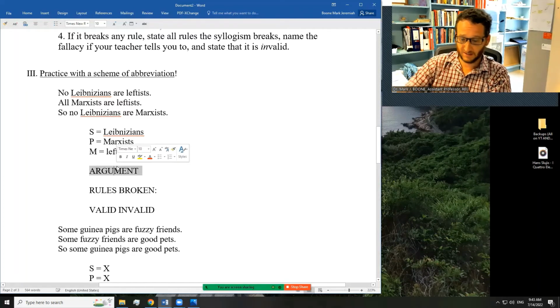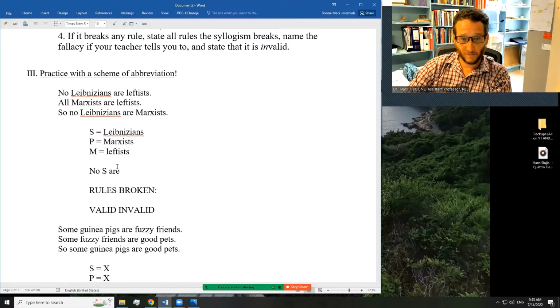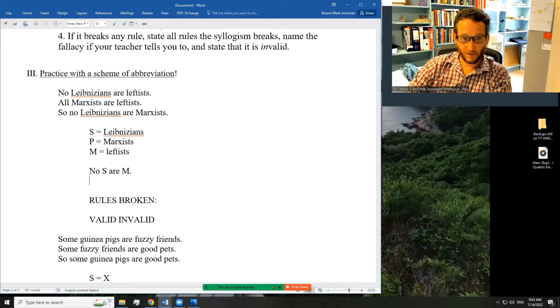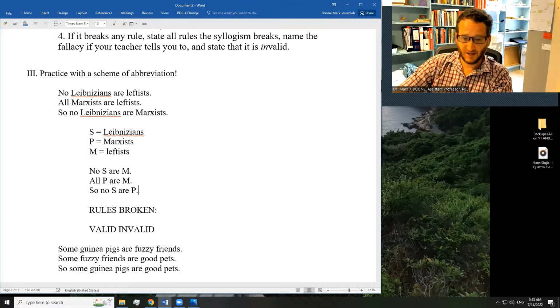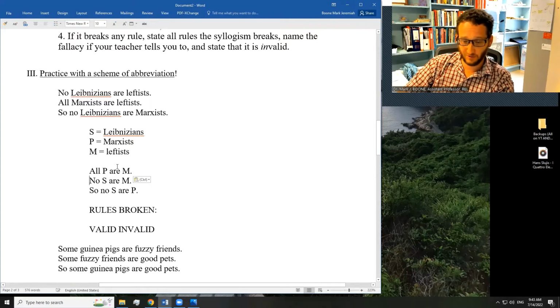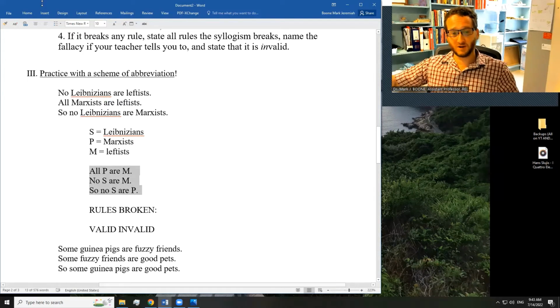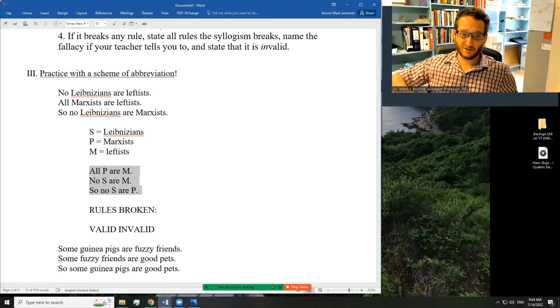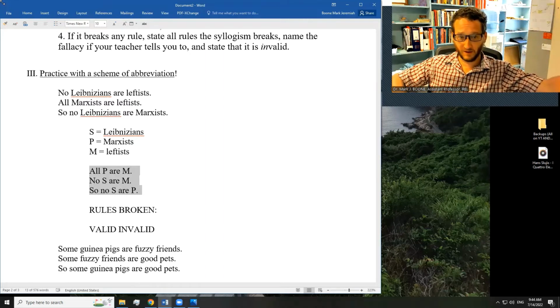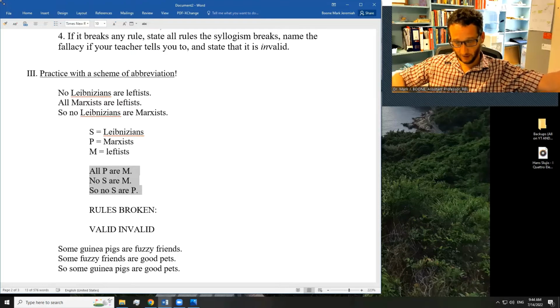So now the argument in standard form is no S are M, all P are M, so no S are P, except that's not in standard form because the premises are not in order. Now the argument's in standard form, where S is Leibnizians, P is Marxists, and M is leftists. The argument, no Leibnizians are leftists, all Marxists are leftists, so no Leibnizians are Marxists, is put into standard form. Thus, all P are M, no S are M, so no S are P.